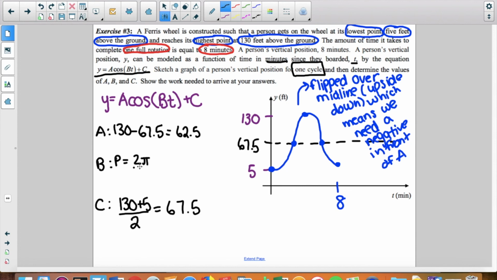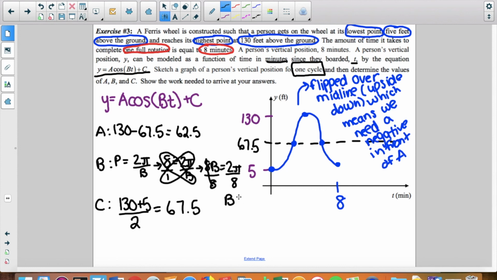To get the frequency, we use our formula. P equals 2 pi over B. We know that period is 8 because it told us that that's the time it takes to complete one full rotation. So 8 equals 2 pi over B. We need to cross multiply, so put that over 1. We have 8 times B, which is 8B. We have 2 pi times 1, which is 2 pi.